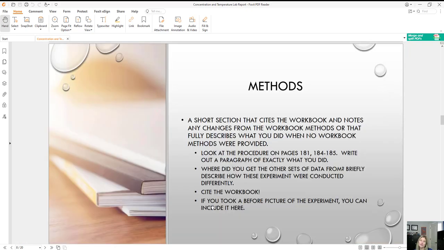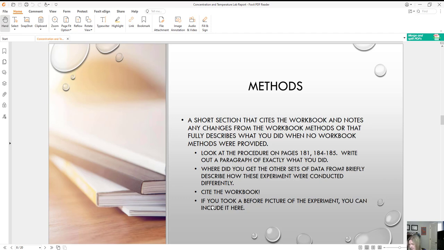After you've completed the intro, again, it's about a page, maybe even a page and a half to 2, then you'll move on into the methods section. So with the methods section, we're looking at page 81, or excuse me, 181. 181 is the pre-lab.